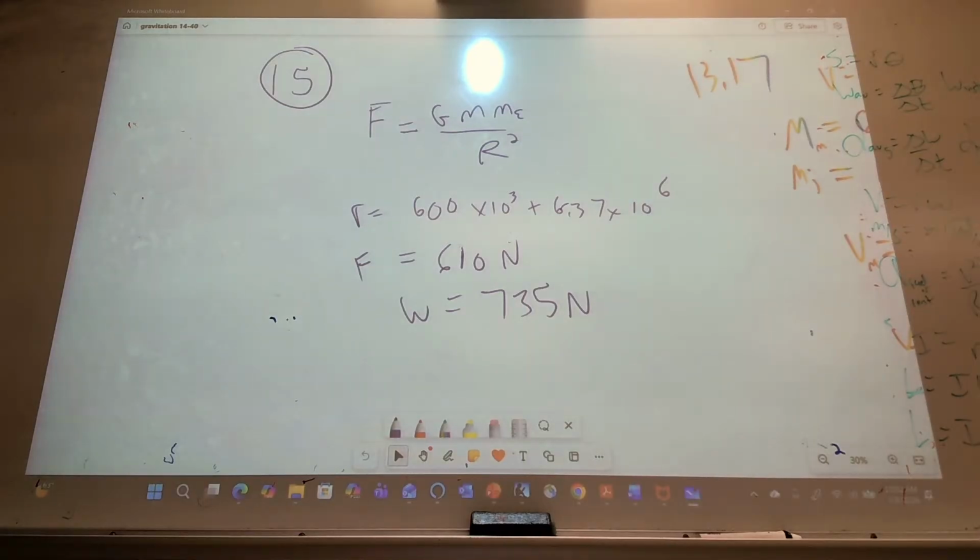Alyssa, can you please read 17? Calculate the escape speed for a spacecraft, A from the surface of Mars and B from the surface of Jupiter. Use the data from the appendix. Is the escape speed for the spacecraft independent of the spacecraft mass?